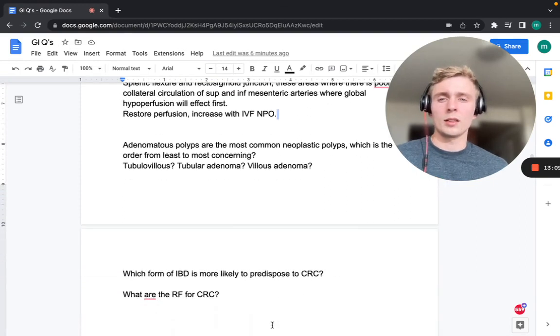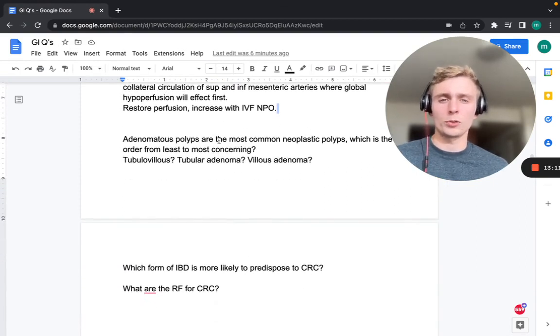Next one, adenomatous polyps are the most common neoplastic polyps, which is the order from least to most concerning. So tubulovillous versus tubular adenoma versus villous adenoma. These are in no specific order, which is the worst and which is the best and what's in the middle. So these are adenomatous polyps. Again, tubulovillous, tubular adenoma, and villous adenoma.